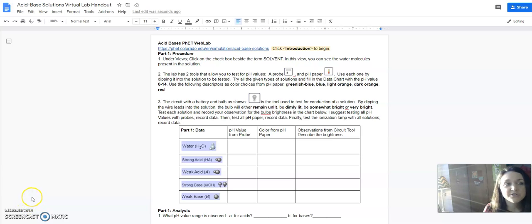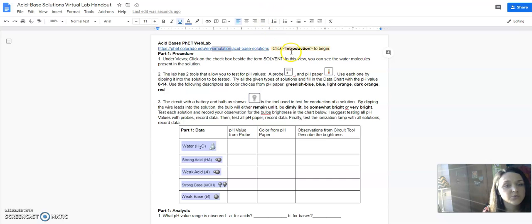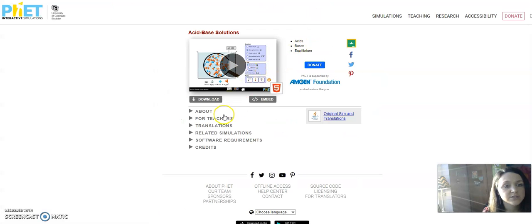Hey, today we're going to do a virtual lab about acids and bases. So you have this Google Doc right here on the assignment, and you're going to turn this in when you're finished. The first thing you're going to do is read the instructions very carefully. So the first thing is we click on this website, and it says we're going to click Introduction to begin.